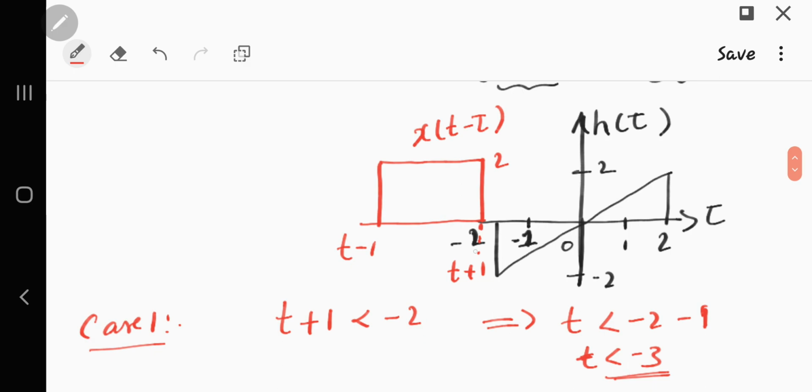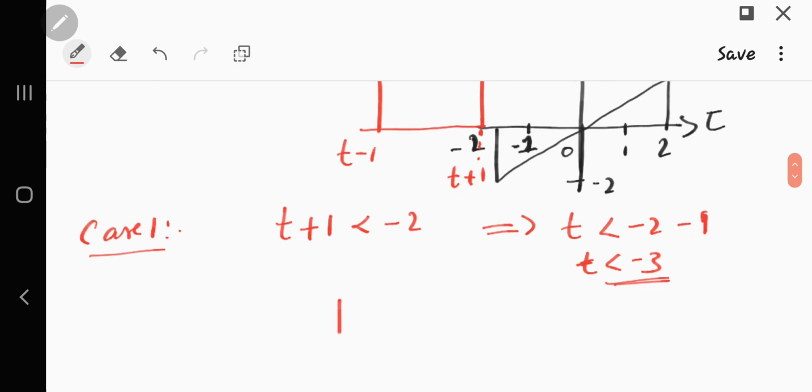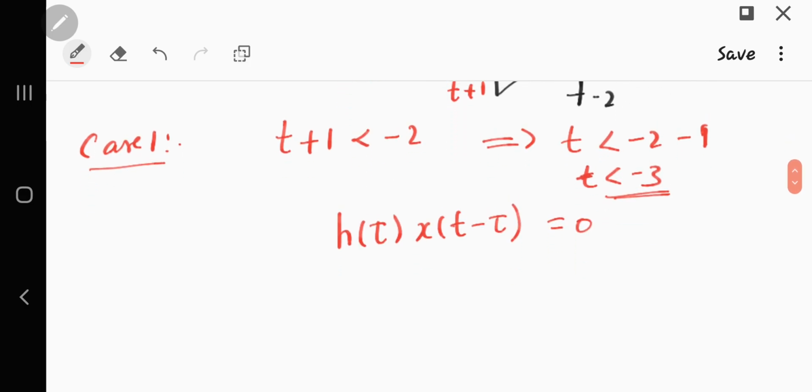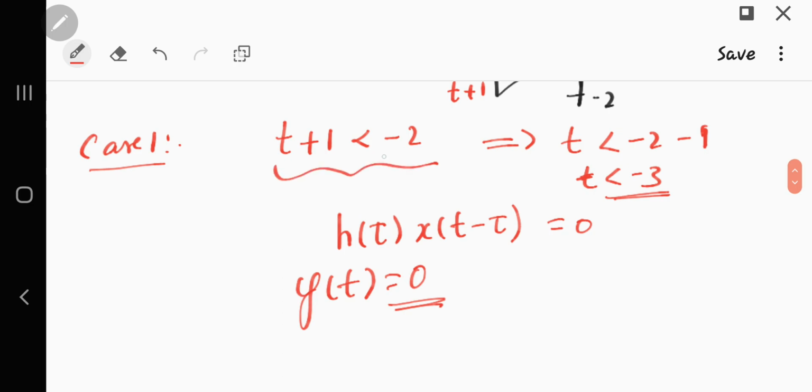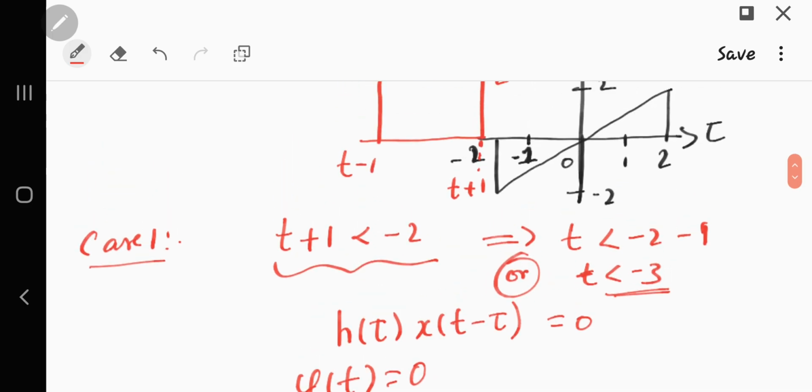Now in this region you can see, if I keep this end t plus 1 less than minus 2, there will be no overlapping. So if there is no overlapping, then the product of h of tau and x of t minus tau will be 0. If the product of these two is 0, then obviously y of t will be 0. So the first case says for t plus 1 less than minus 2, or for t less than minus 3, our y of t will be 0.